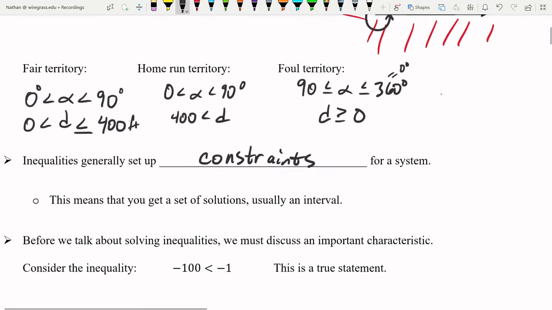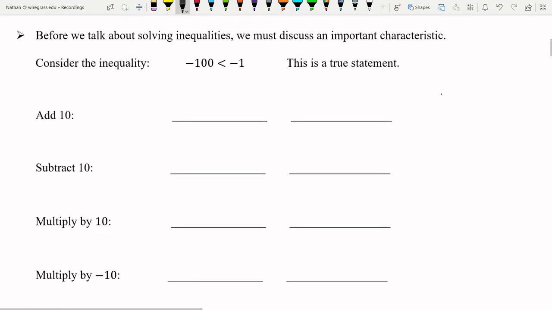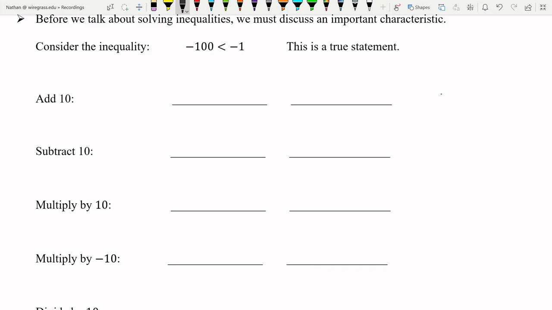Now, we have to discuss an important topic of inequalities before we can really look at them and use them. First off, let's look at this: negative 100 is less than negative 1. That's just a true statement. And then from this, we're going to add 10. Adding 10 onto this is going to give us negative 90 is less than 9. That's true. Once again, we're going to go from this spot down to here, and we're going to subtract 10 from both sides. It's going to be negative 110 less than negative 11. That's still true.